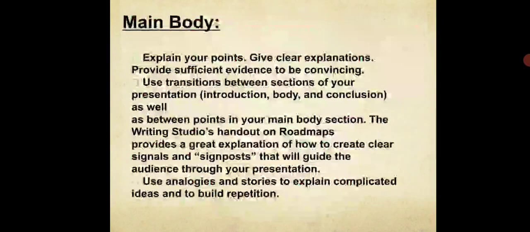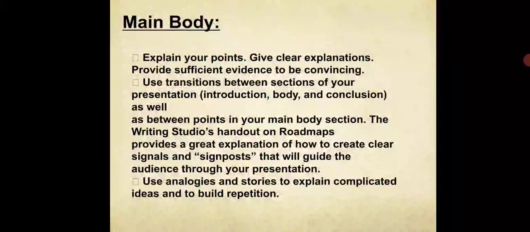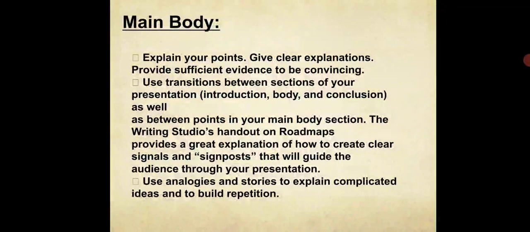This was the main body. Explain your points. Give clear explanations. Provide sufficient evidence to be convincing. Use transitions between sections of your presentation, introducing introduction, body, and conclusion as well as between points in your main body section. The Writing Studio handout on roadmaps provides a great explanation of how to create clear signals and signposts that will guide the audience through your presentation. Use analogies and stories to explain complicated ideas and build repetitions.